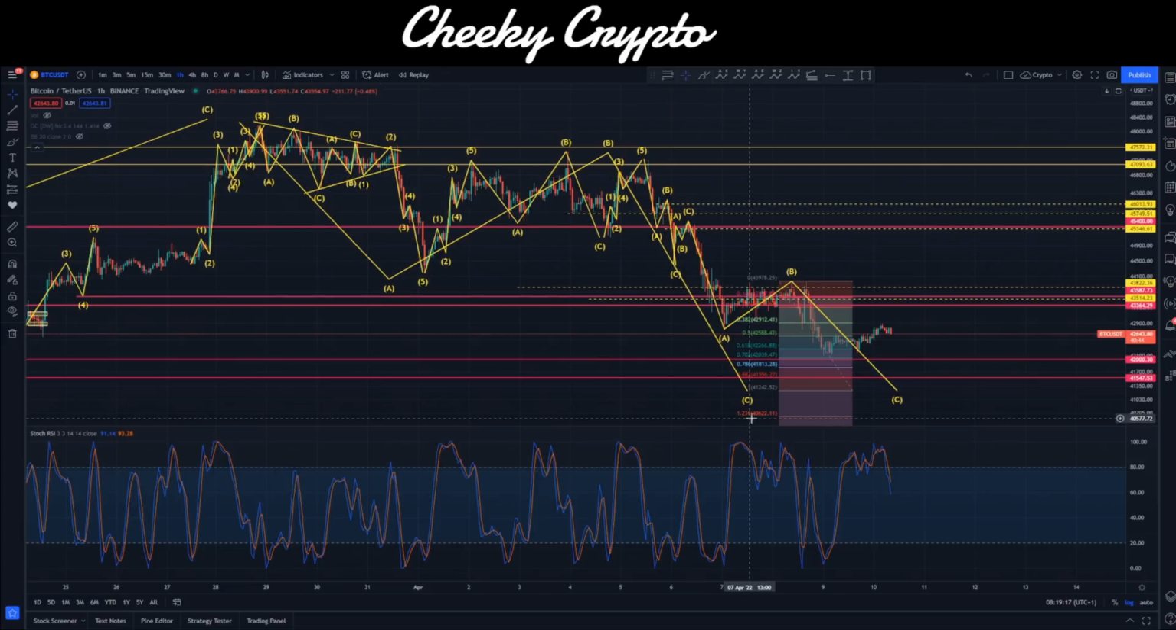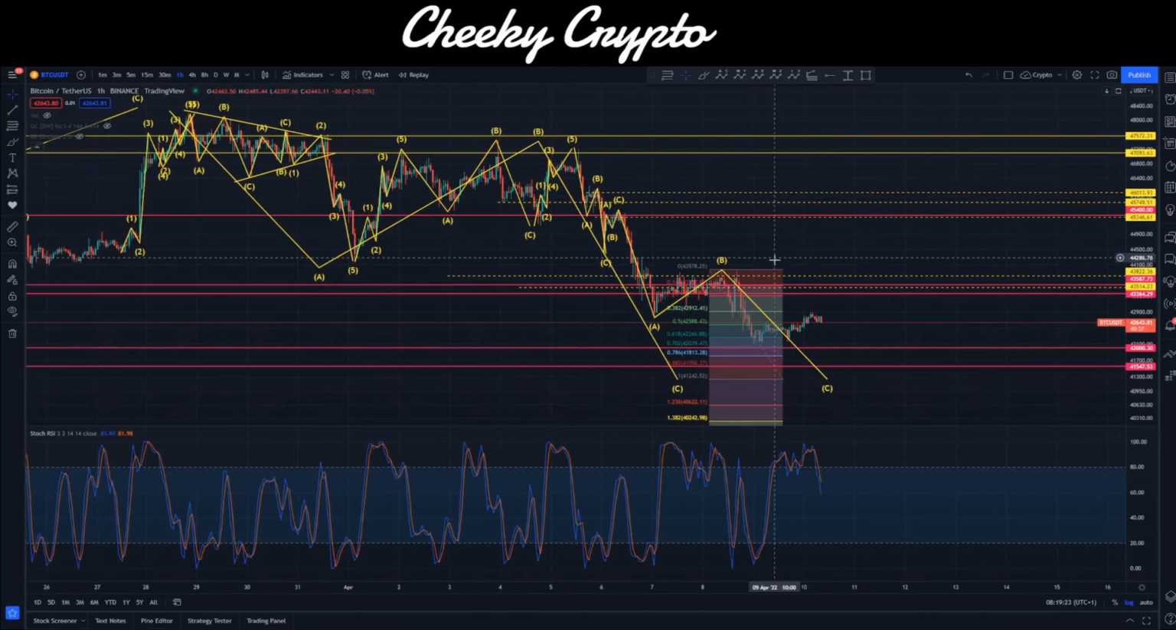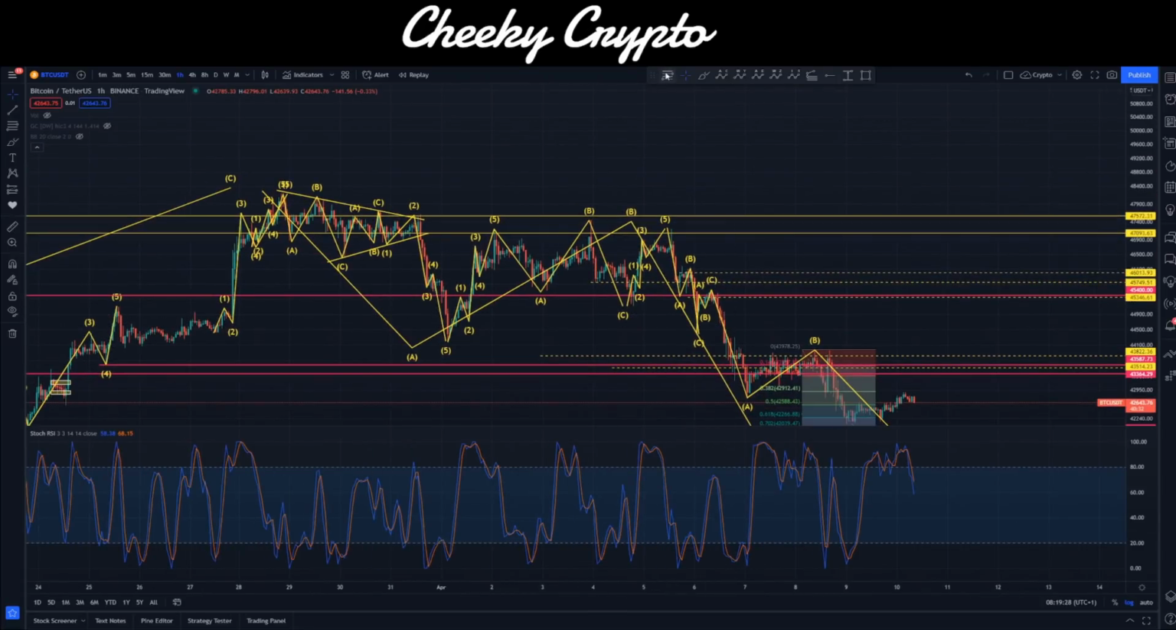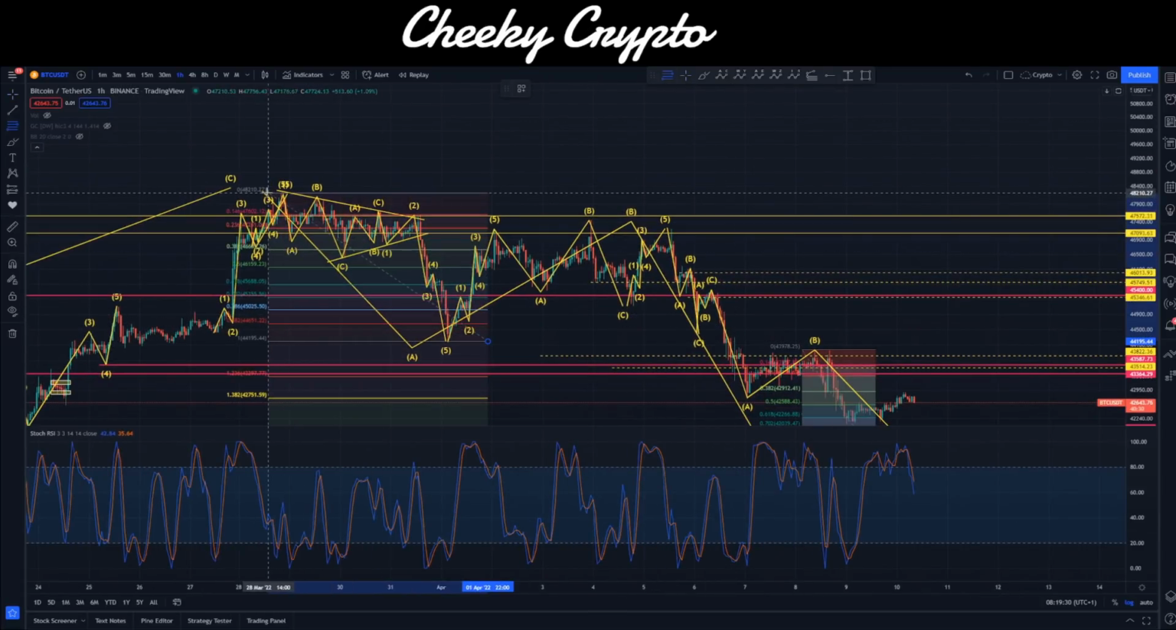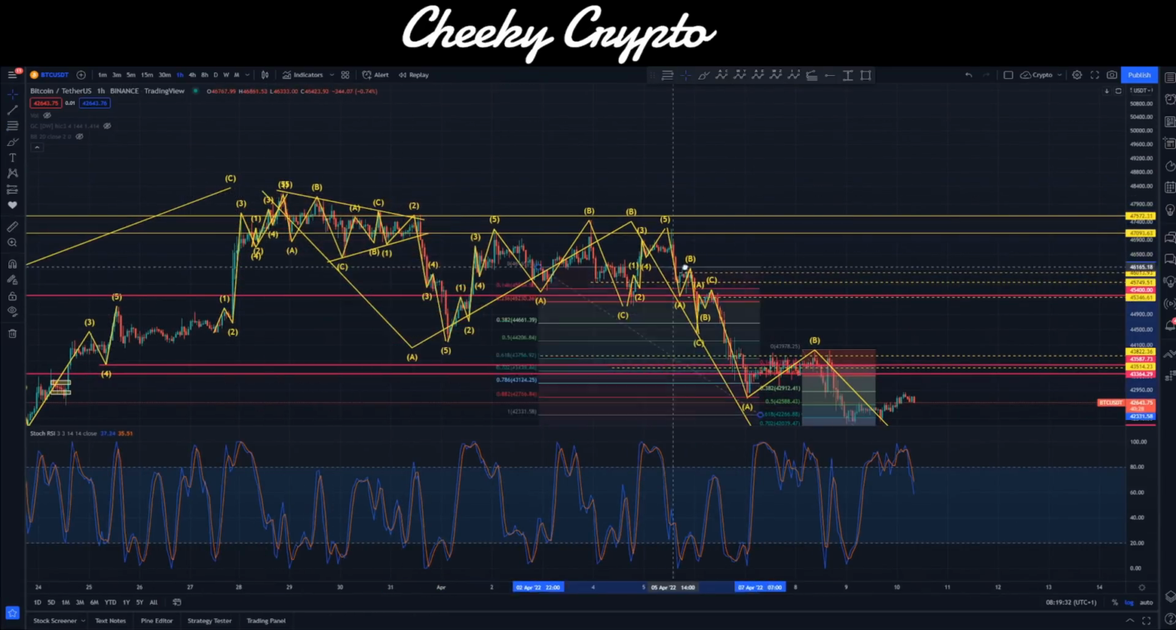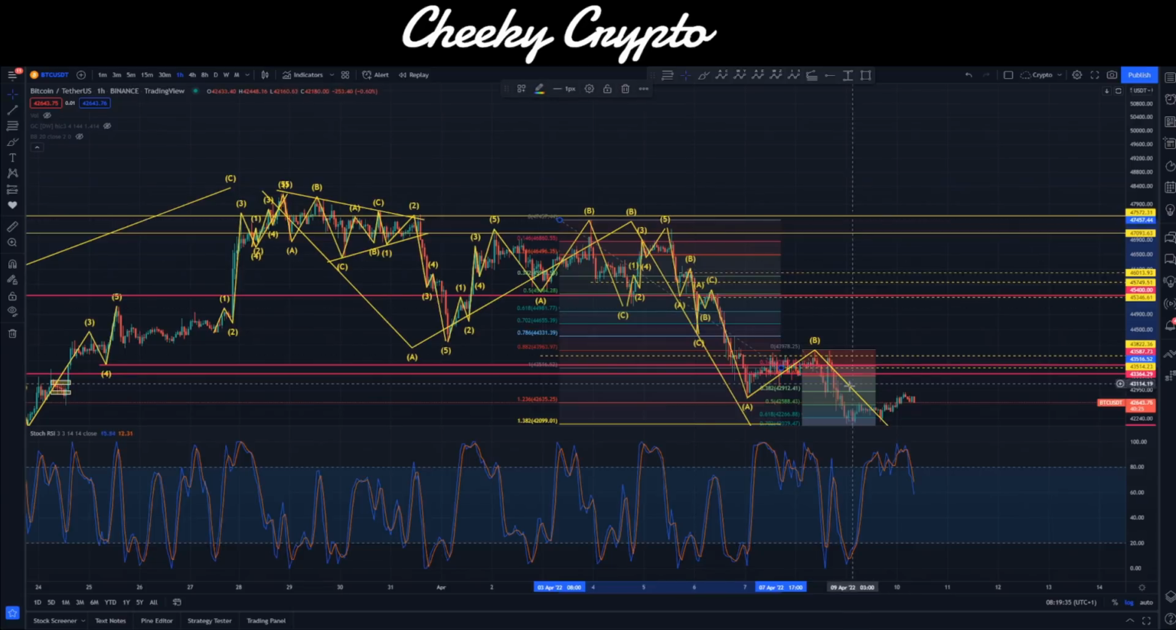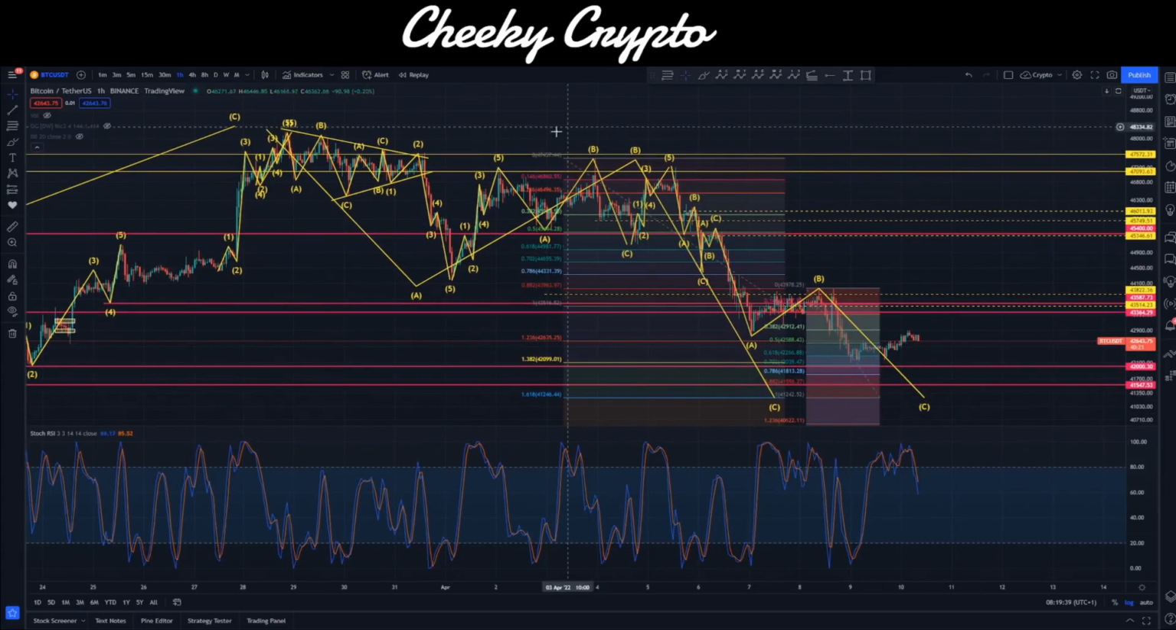So we've got a big ABC correction, looking to finish somewhere around the 41,200 range. Again, this is a micro ABC taking us down there. There's no need to actually come down that low. If we were to measure the distance on this and move it over to this high, the low point is pretty much a little bit above where we are. So the 1-to-1 on this would already be done, and we're bouncing from that 1.382 range right there.